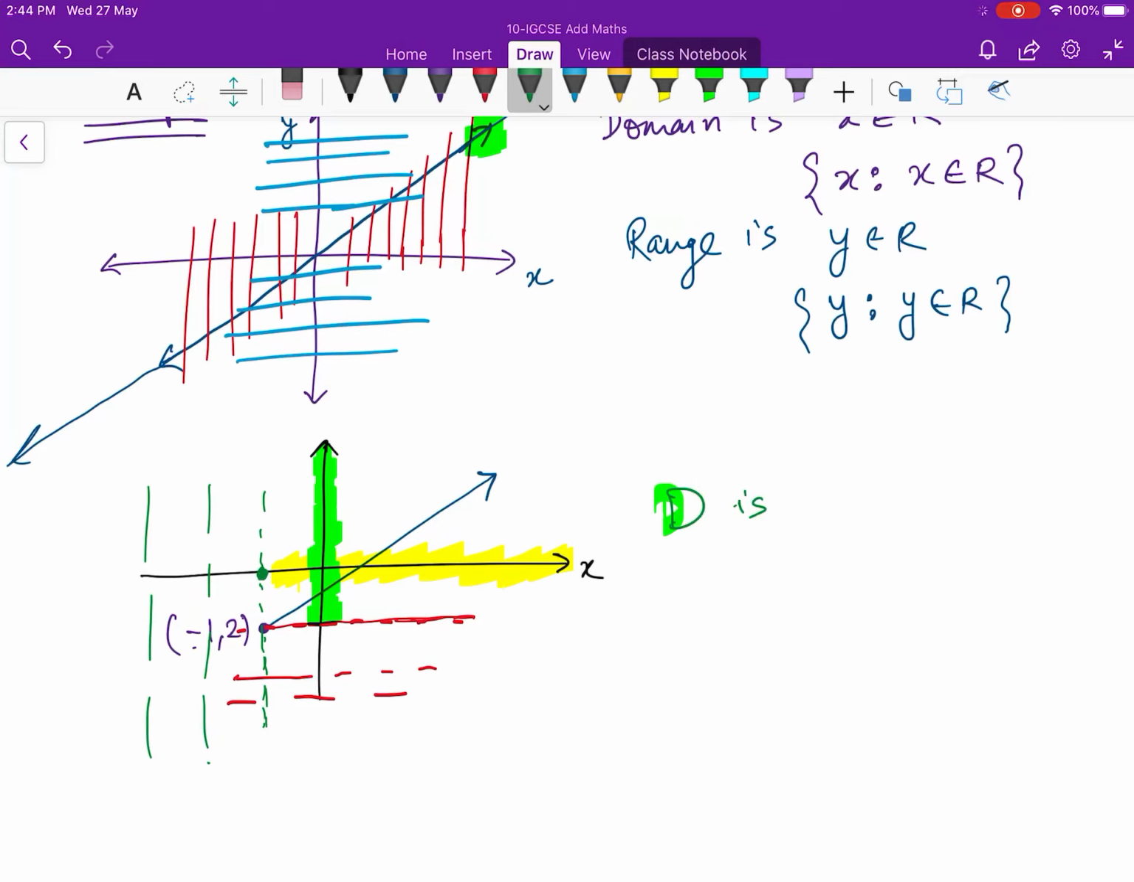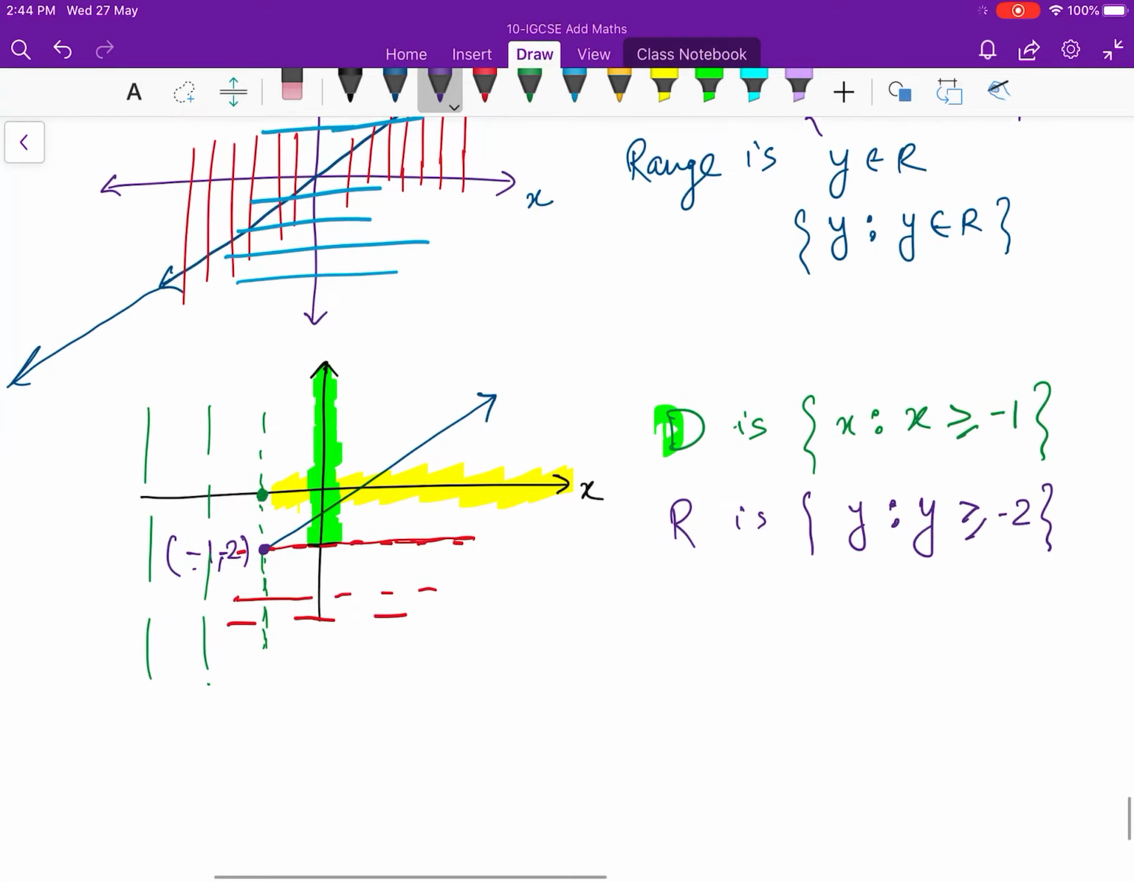Domain is x such that x is greater than or equal to -1. And range is y such that y is greater than or equal to -2, because this point is -2. So by drawing vertical and horizontal lines, you can find out the domain and range of a graph.